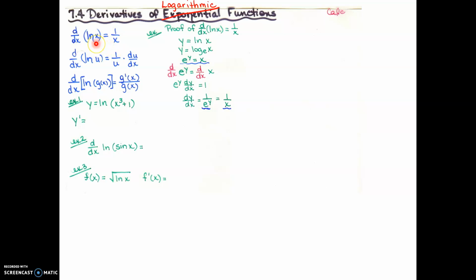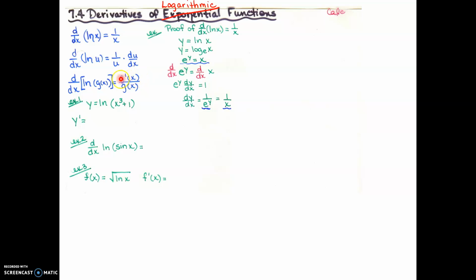Okay, so what if this wasn't a plain x? What if it's a quantity right here? Then we're going to apply chain rule. So the derivative of ln of a quantity, we'll call it u, is going to be 1 over u times the derivative of u.